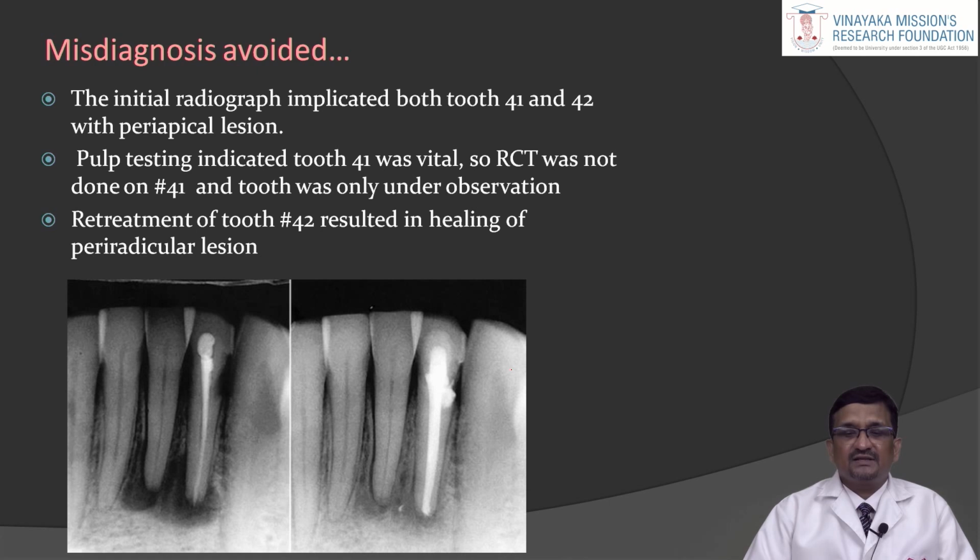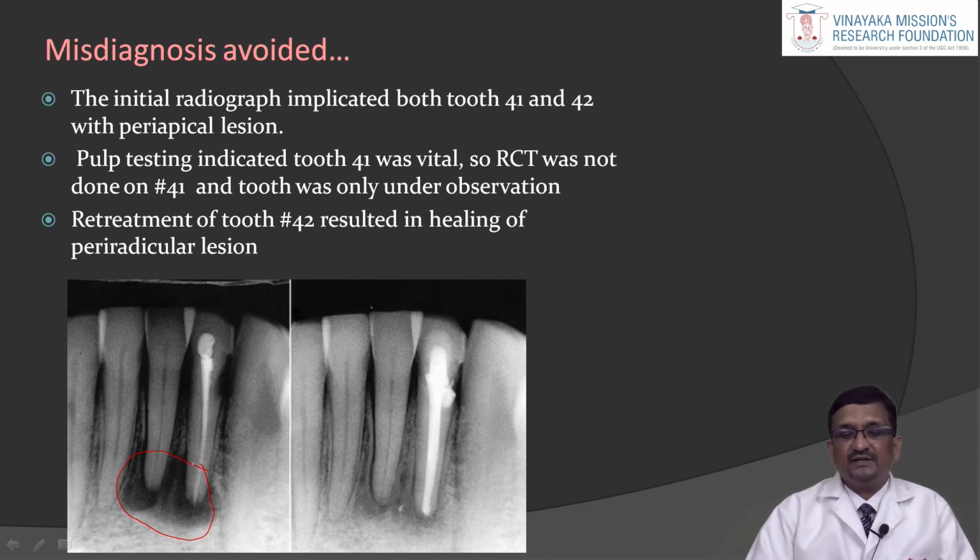For example, look at this case example. The initial radiograph implicated both 4.1 and 4.2 with periapical lesion. So if you look, 4.1 and 4.2 both have periapical lesion. So how do we approach this case? We will say, okay, we will do 4.1 RCT, 4.2 if needed we will do re-RCT. No, you do pulp vitality testing.